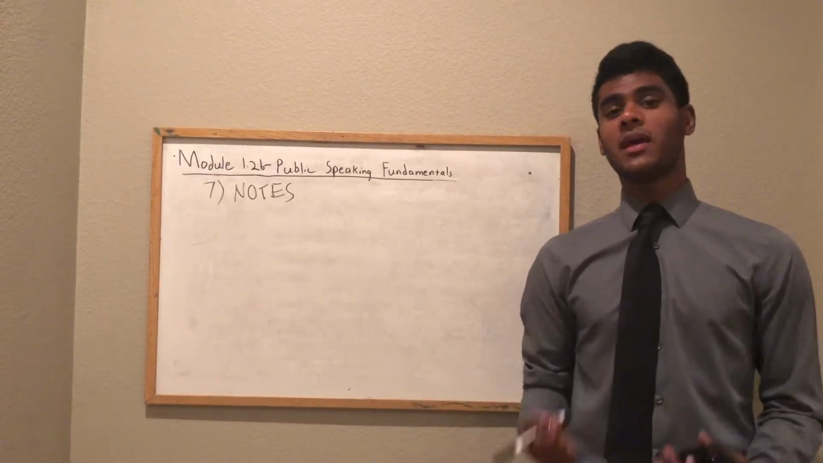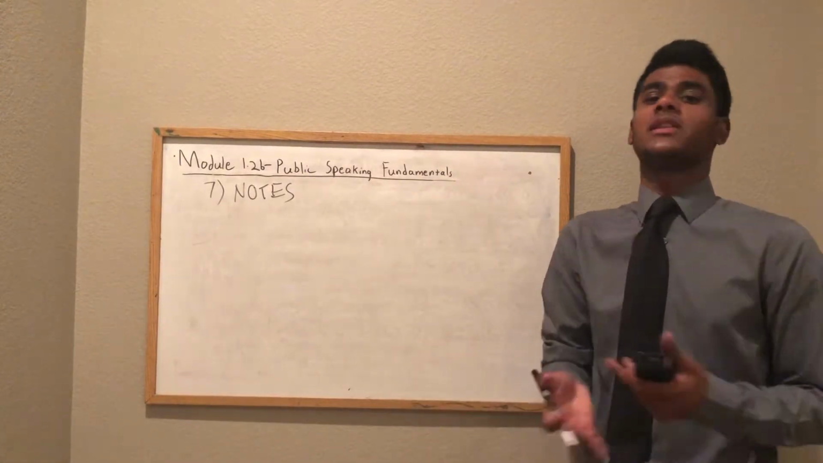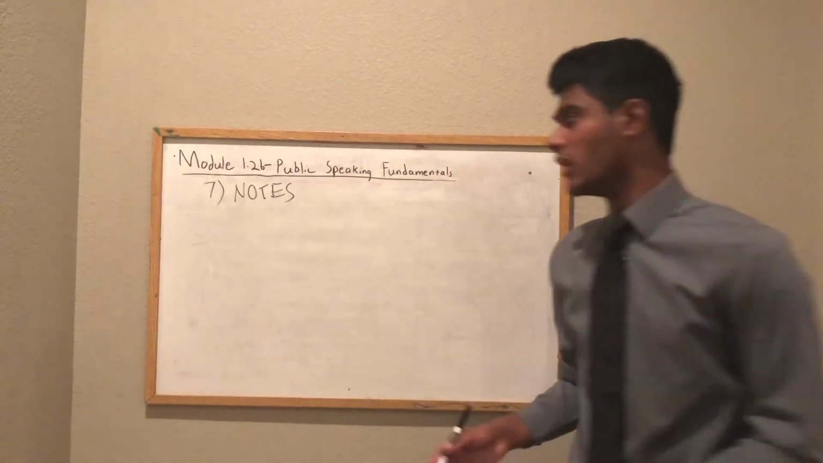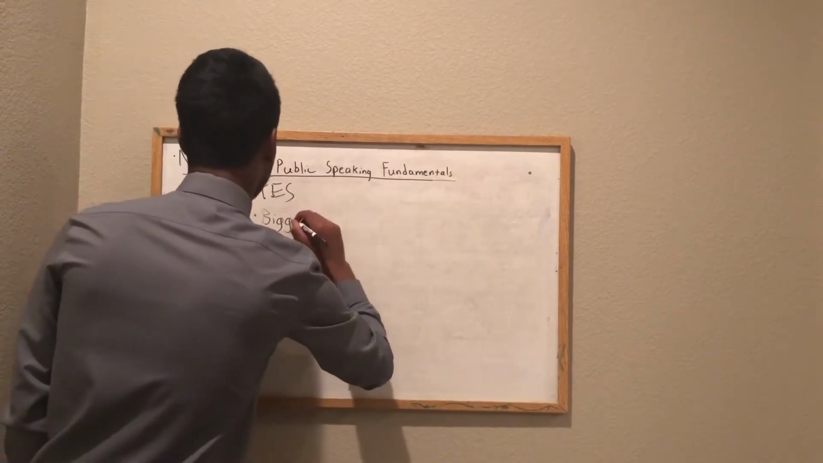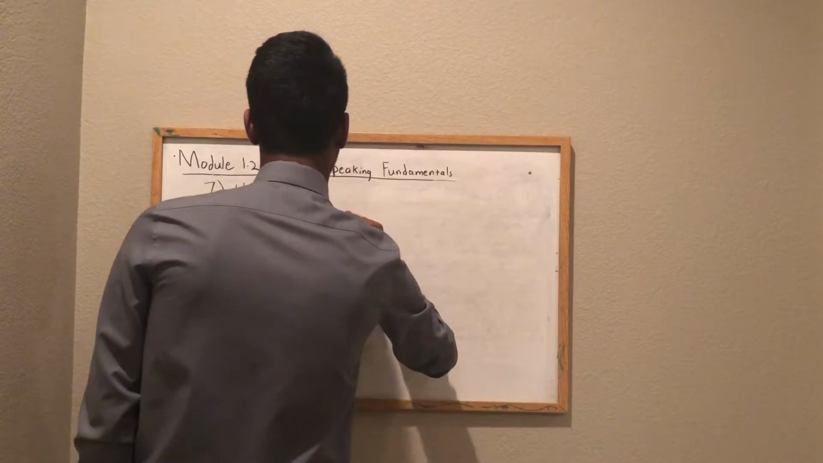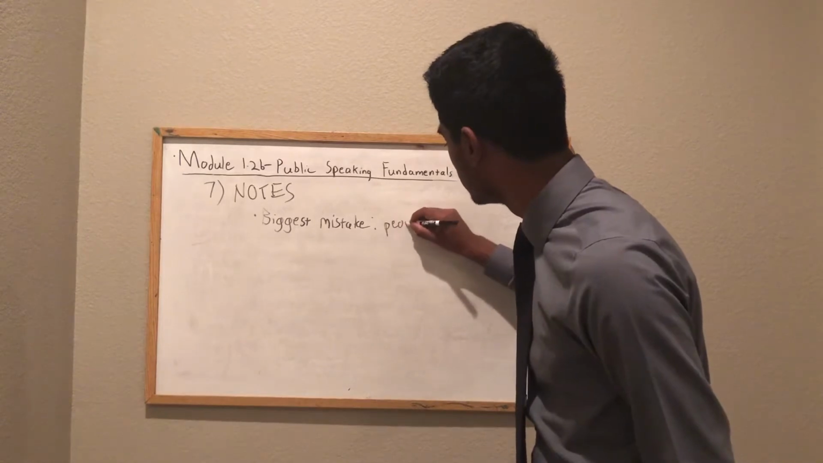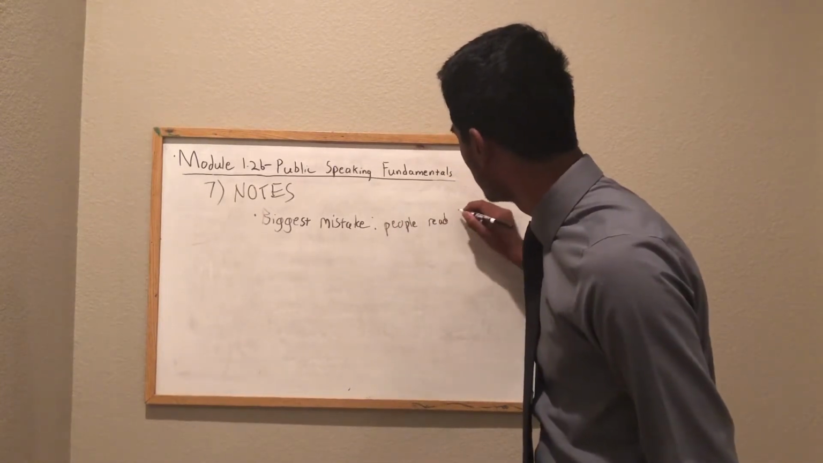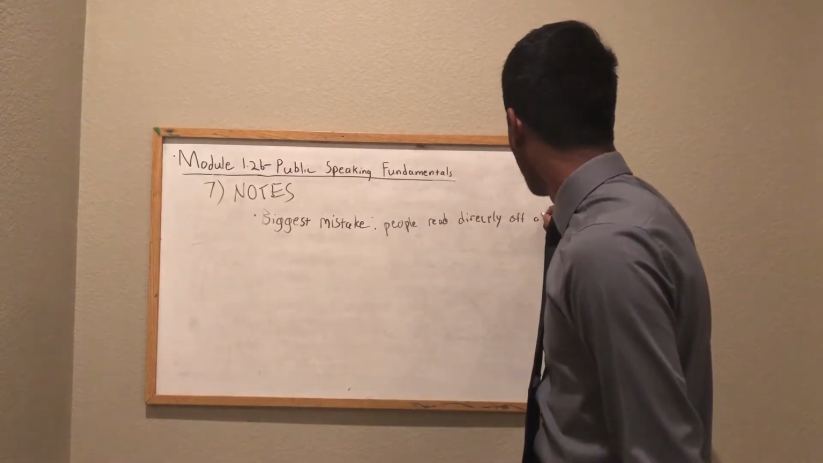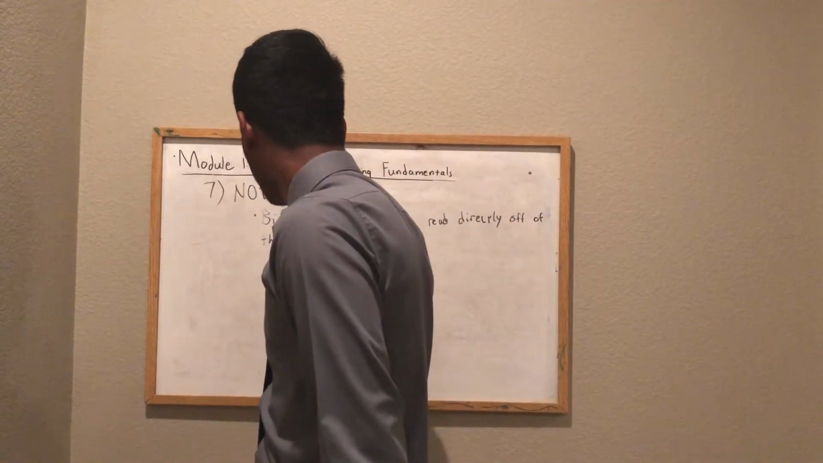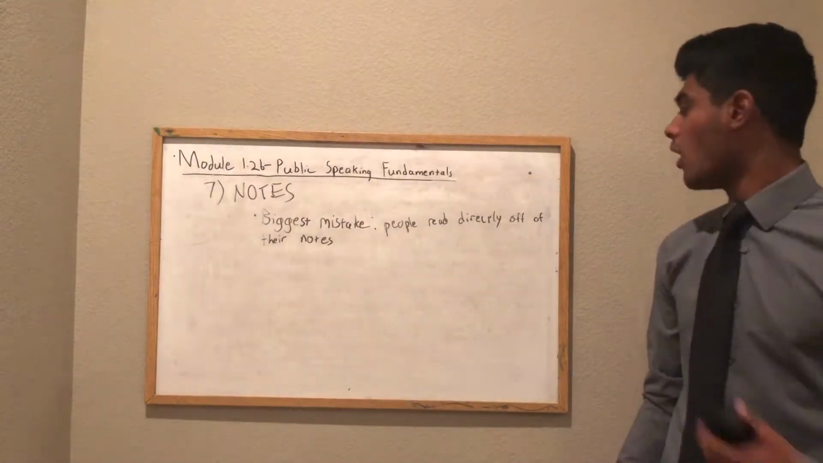A really big mistake that beginner public speakers make is with their notes, they just read off of them. They're not actual notes, right? They just look down at their paper the entire time and they read off of them. So I'm just going to write that really nicely right here. Biggest mistake, people read directly off of their notes. Right, so that's the biggest mistake, that people read directly off of their notes.